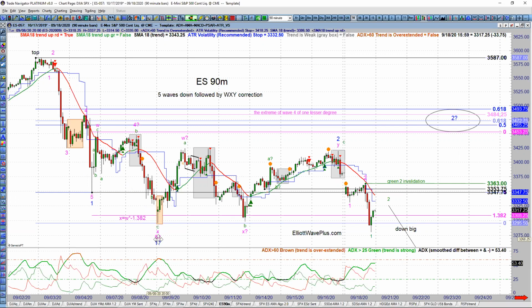And so if that's the end of 5 waves down, then this definitely looks like a 3-wave structure to the upside. That'd be a W. This would be an X. This would be a Y. This would be possibly another X. And we'd be getting a triple zigzag.